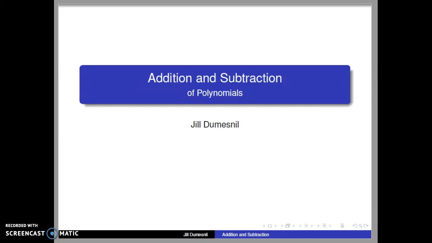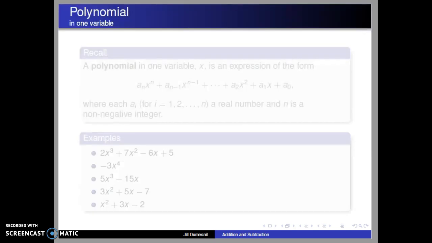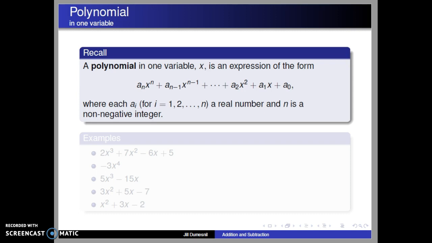To add or subtract polynomials, we collect like terms. Let's first review some definitions. A polynomial in one variable x is a sum of terms of the form a times x to the n, where a is a constant and n is a non-negative integer. Non-negative integer means that n is greater than or equal to 0. Because we don't know how large n is, we typically subscript our coefficients to match the corresponding power of x.